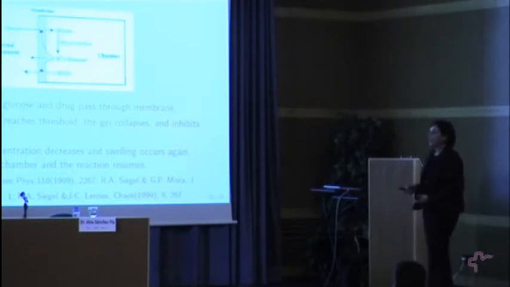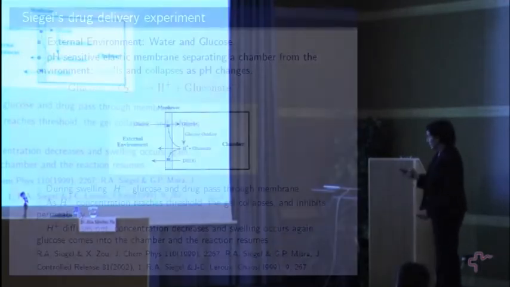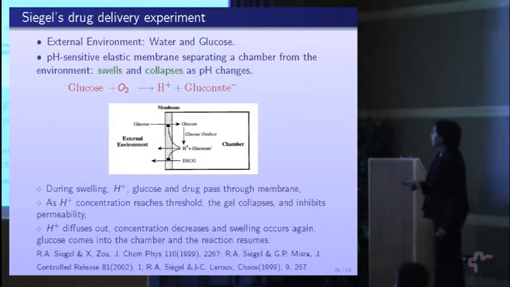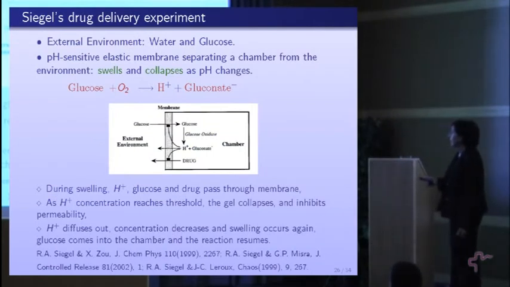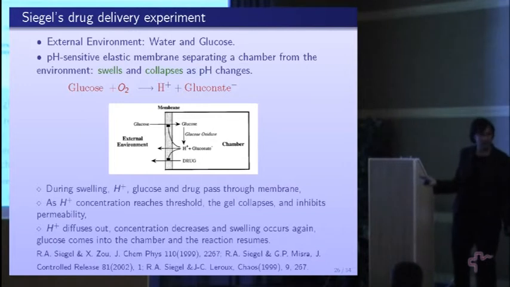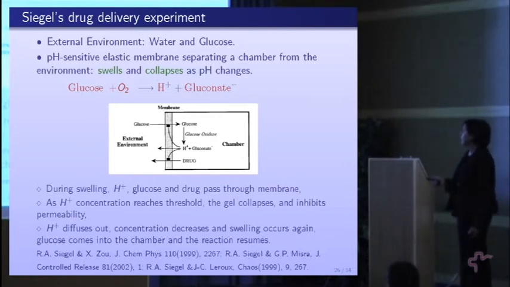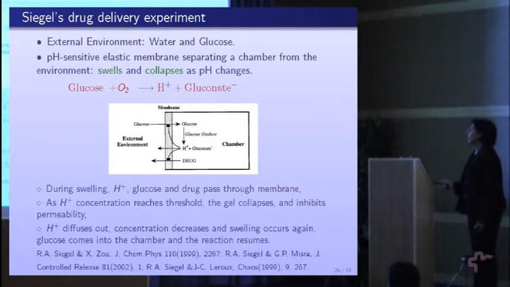And, okay, so here we have the following situation. So this is the tabletop experiment. Here we have a membrane. This membrane separates a chamber from the external environment, in this case the body. And what we have is that glucose is coming in from the outside and goes in through the membrane. Of course, it can only go in when the membrane is in the swollen state. So then it goes in, and when it's inside, there is an enzyme-driven reaction in which the glucose combined with the oxygen produces hydrogen ions and then a negative ion called gluconate.